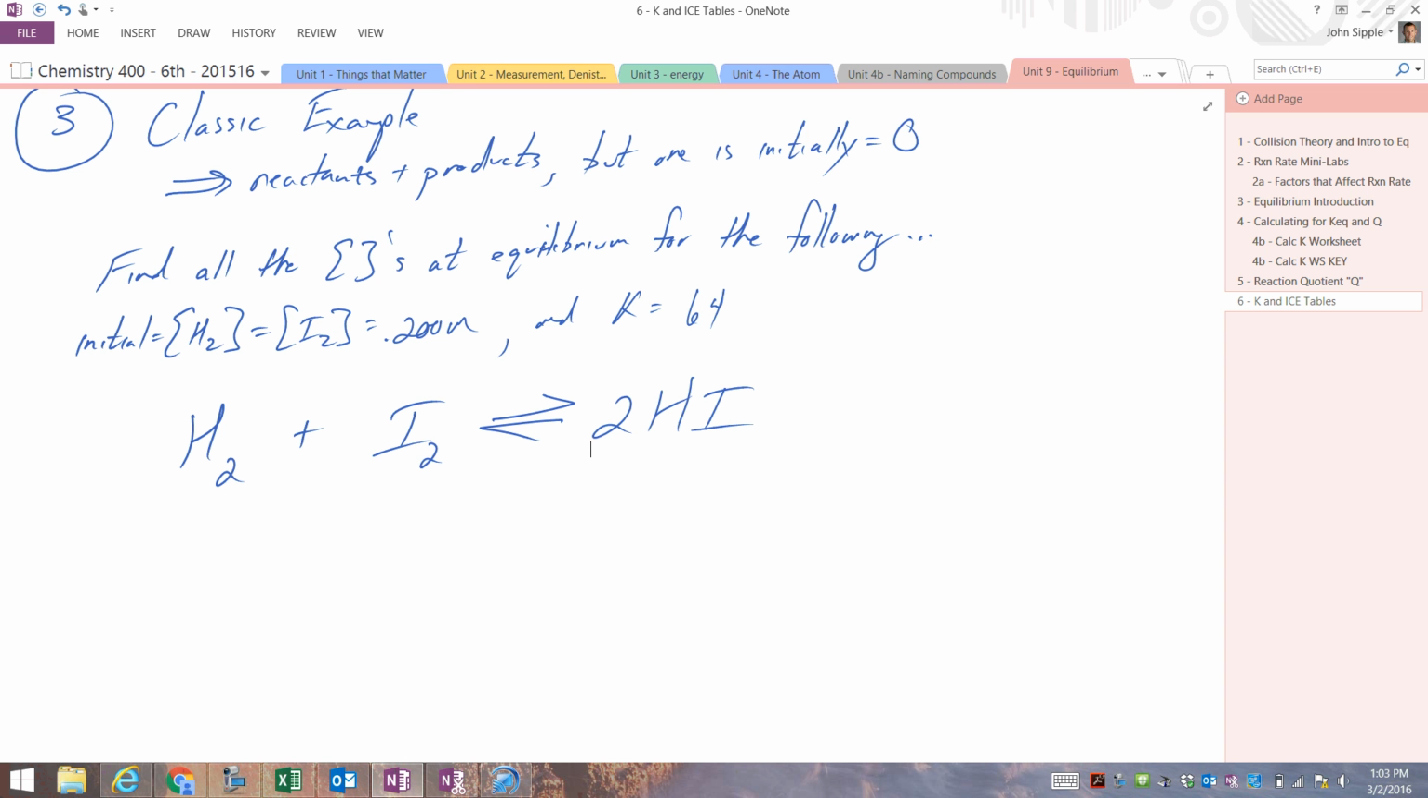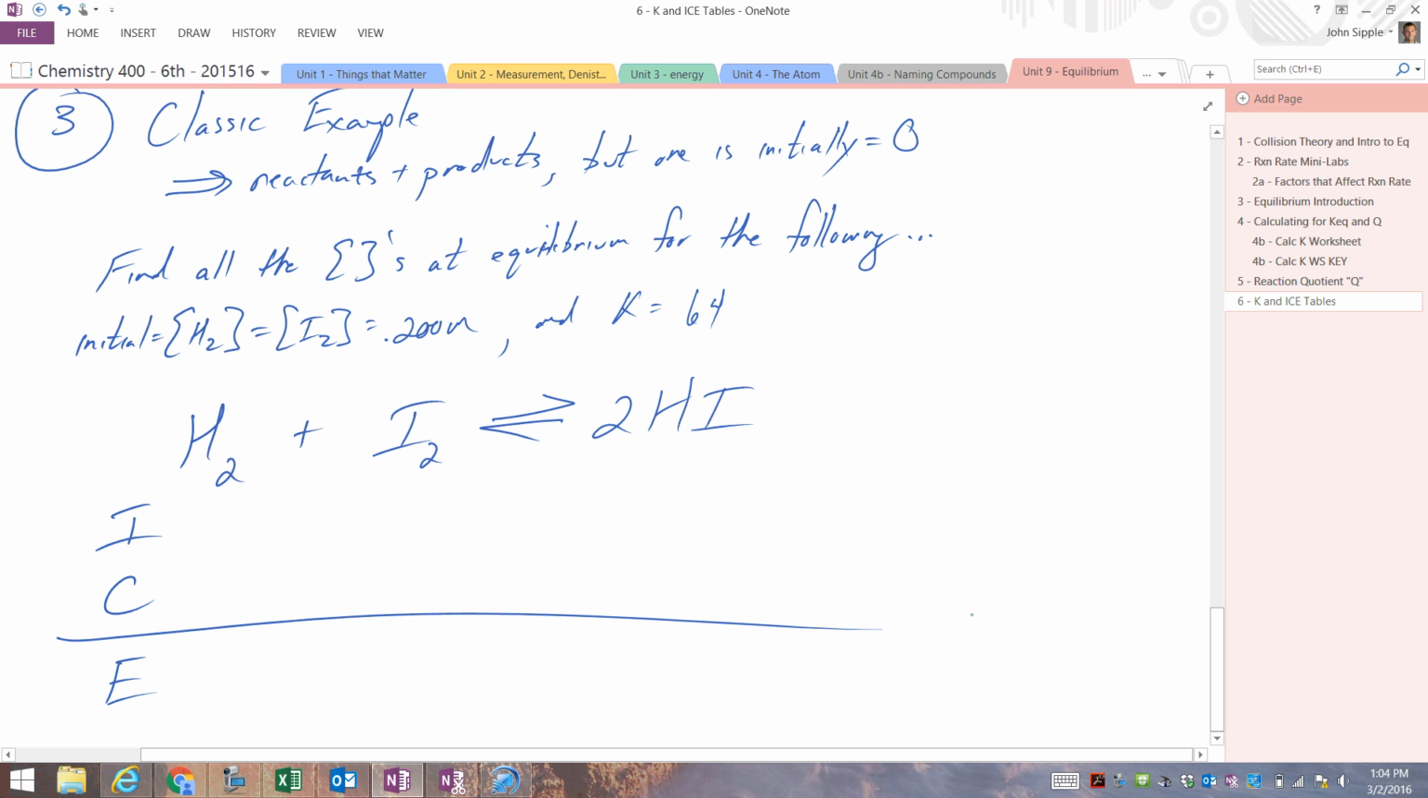Okay, so we want to set up our ICE table here. I, C, E. What are my initial concentrations? We have 0.2, 0.2, and 0. It's not mentioned, so we're just assuming it's 0.